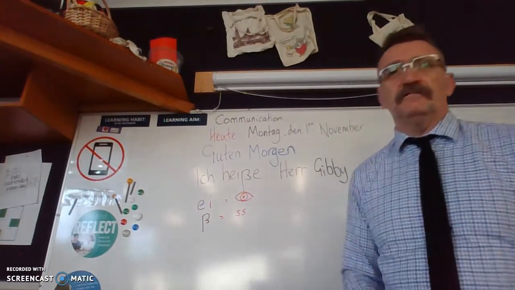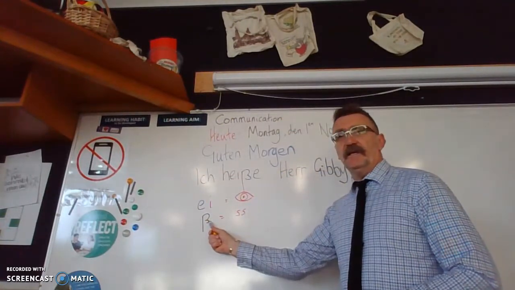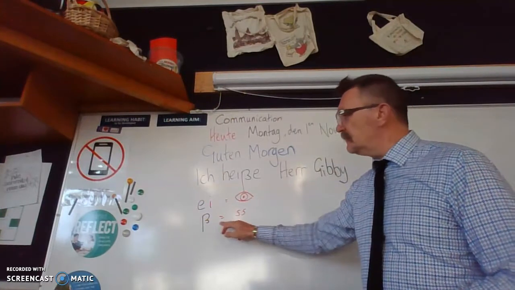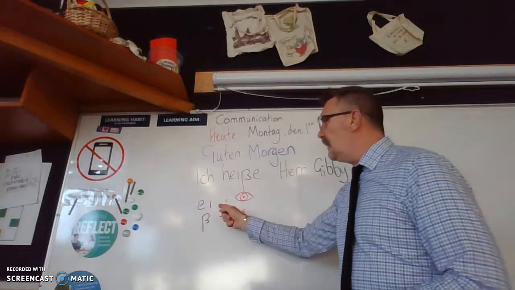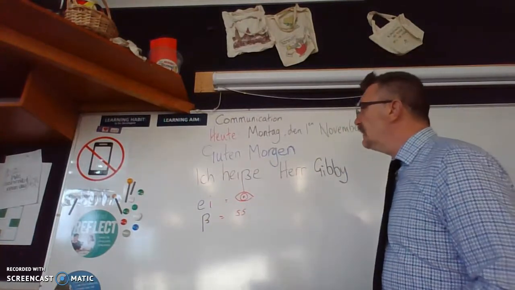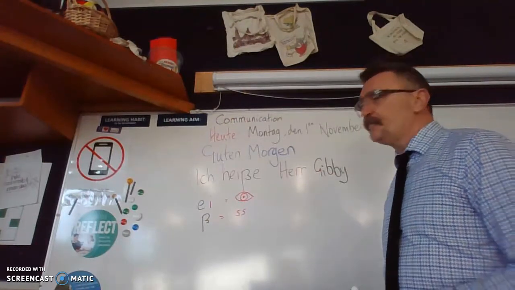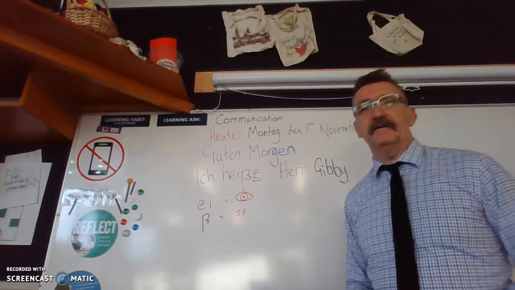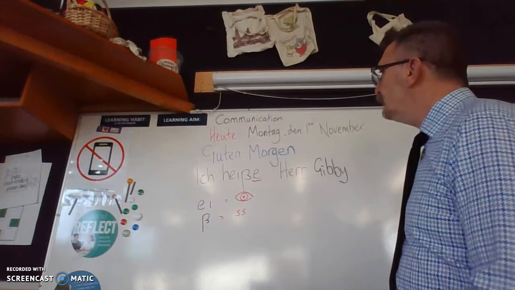Now in German, we use the same alphabet apart from a couple of things. And here you'll see this thing here. We call it an SZ, but it's a double S. Yeah, SS. And it comes after a long vowel sound, like heiße. So the EI makes an I sound, okay? Ich heiße Herr Gibby. And as you can hear, when I'm saying this, I actually say the letter double S. Heiße. Ich heiße Herr Gibby.